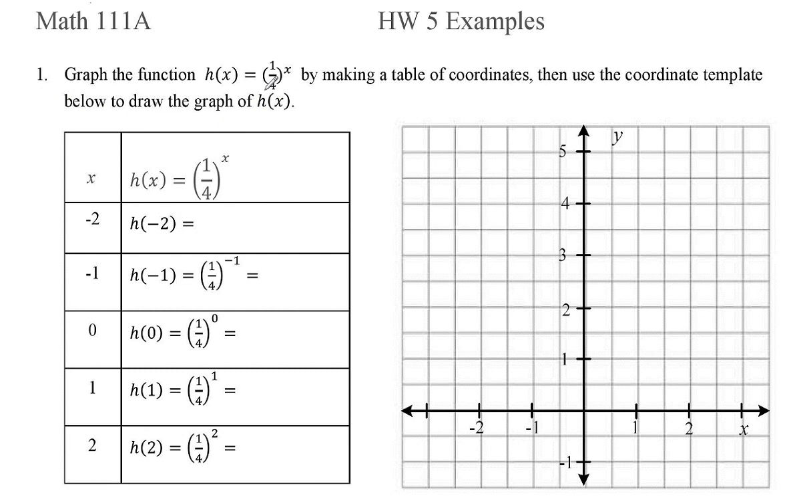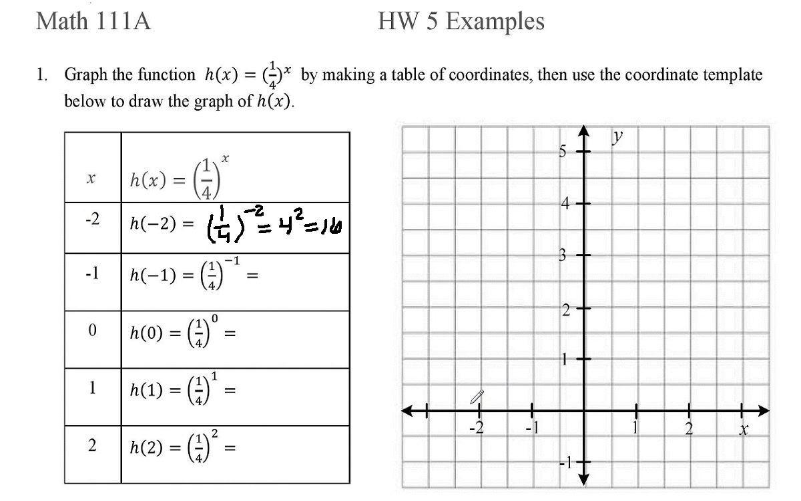In this first problem, they want us to graph an exponential function, 1/4 to the x, by making a table of coordinates and then graphing on the template here. I picked some negative x values, 0, and some positive x values. If we take -2 and plug it in for x, that's 1/4 to the -2 power. Remember, a negative exponent takes a reciprocal, so this is the same thing as 4 to the +2, which is 16. That gives us the ordered pair -2, 16.